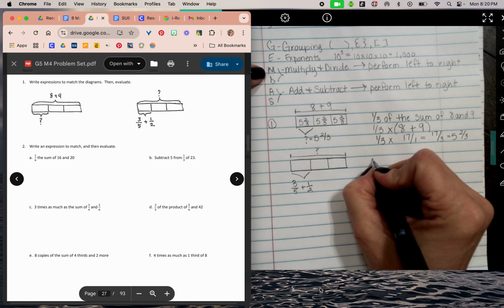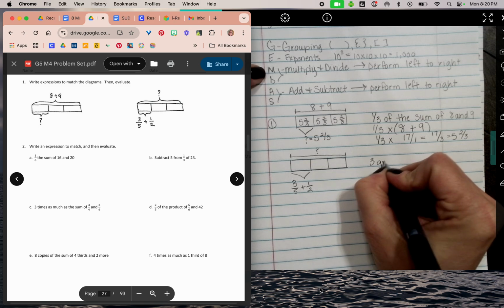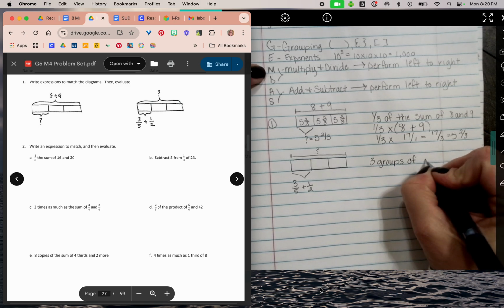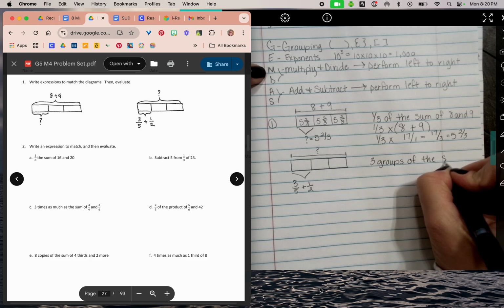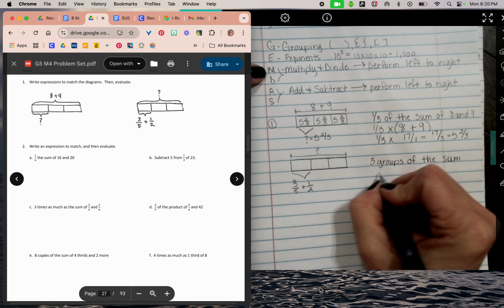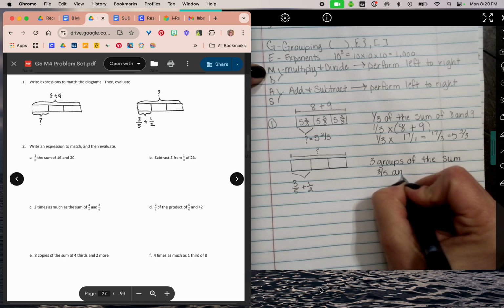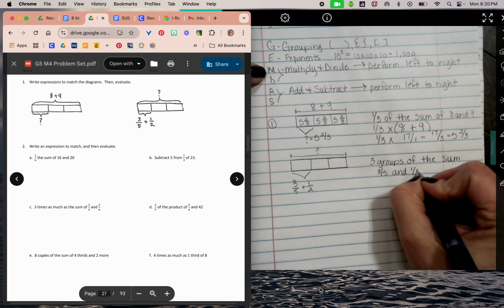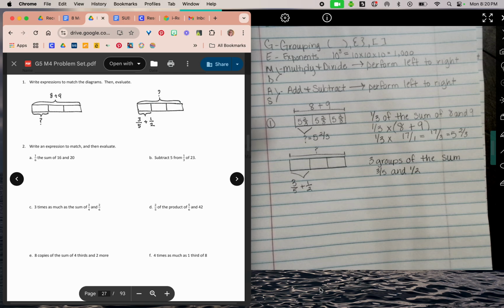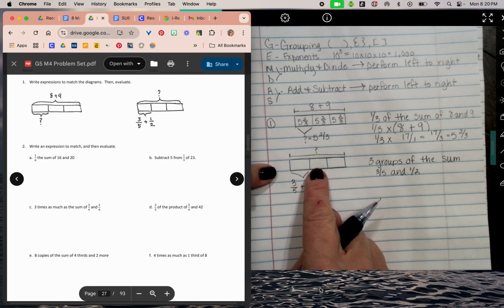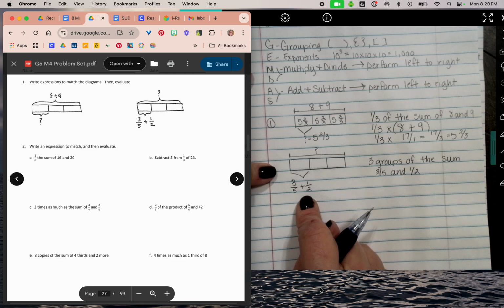I have 3 groups of the sum 3/5 and 1/2. So essentially, that's what I'm going to be looking at. I have 3 groupings, and in each one of those groupings is 3/5 plus 1/2.